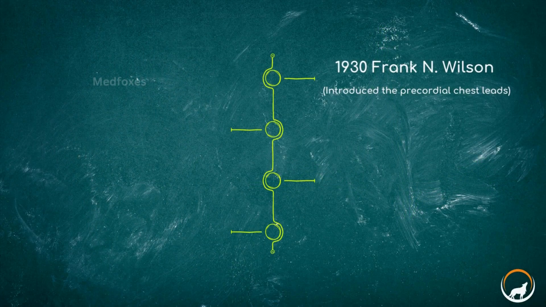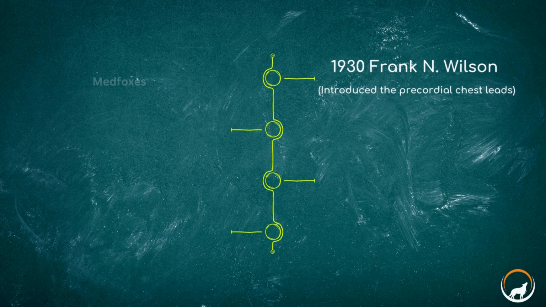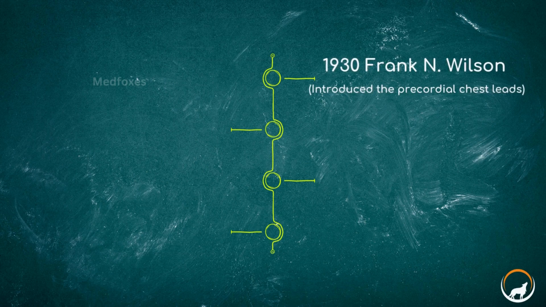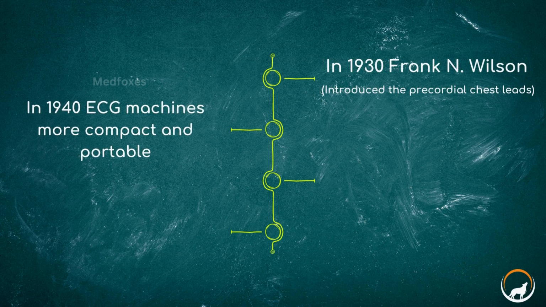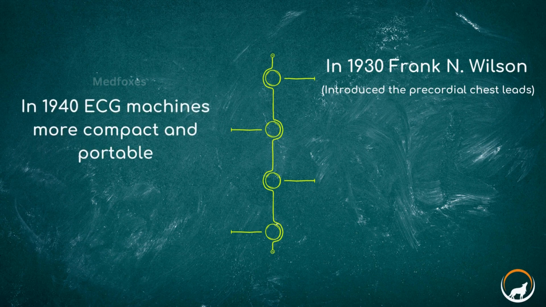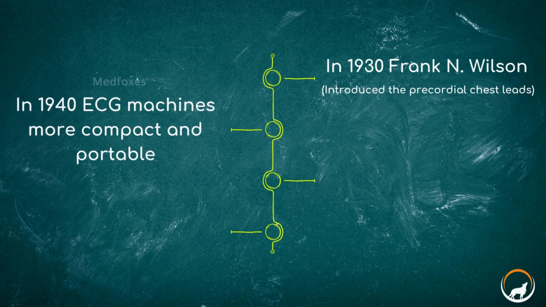In the 1930s, Frank N. Wilson introduced the precordial chest leads, which expanded the diagnostic capabilities of the ECG. In the 1940s, improvements in amplifiers and recording devices made ECG machines more compact and portable.